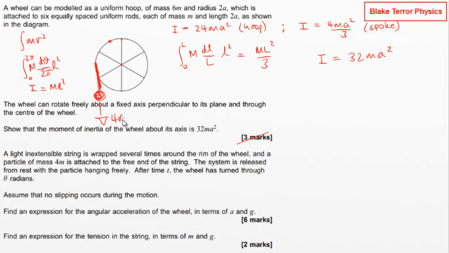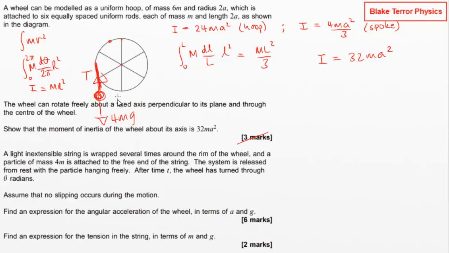So we've got a 4mg going downwards. We've got a tension going upwards. The system is released from rest with the particle hanging freely. After time t, the wheel is turned through theta radians. Okay, assume no slipping, right? So we've got no energy being lost elsewhere, which is important in all of this. Find an expression for the angular acceleration of the wheel in terms of a and g.